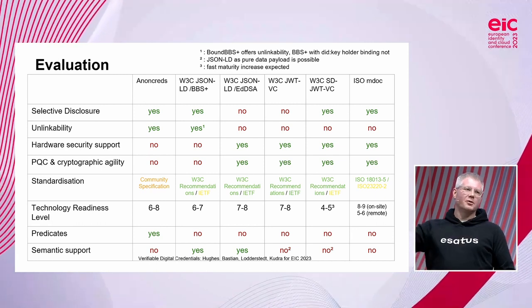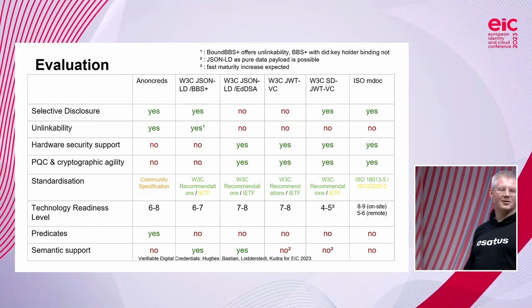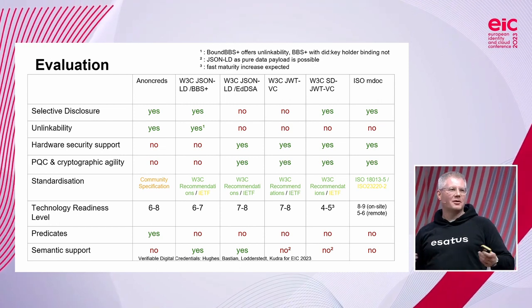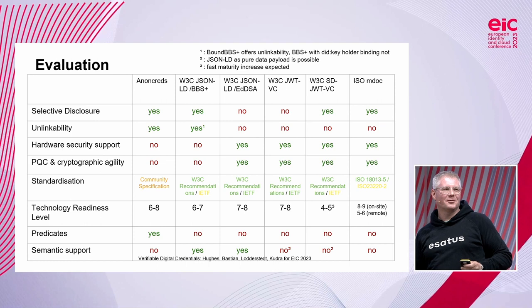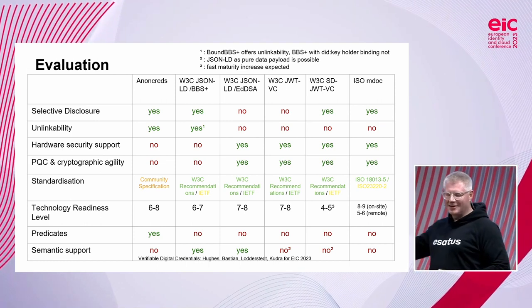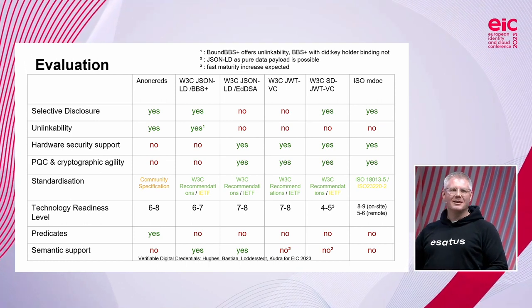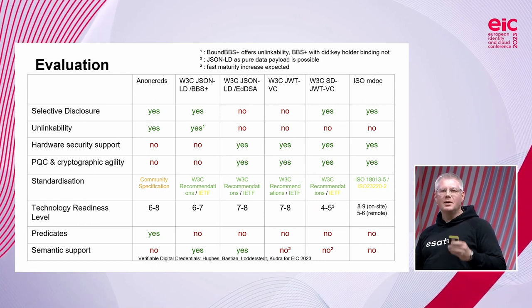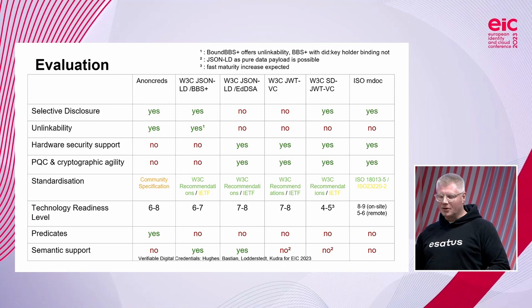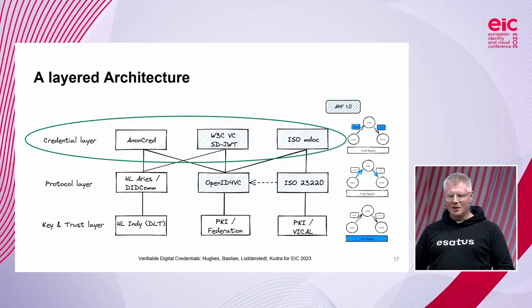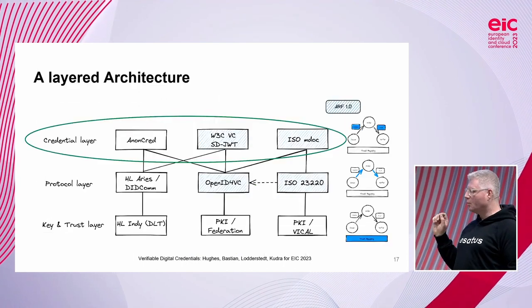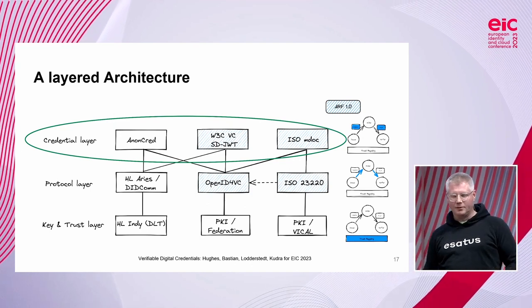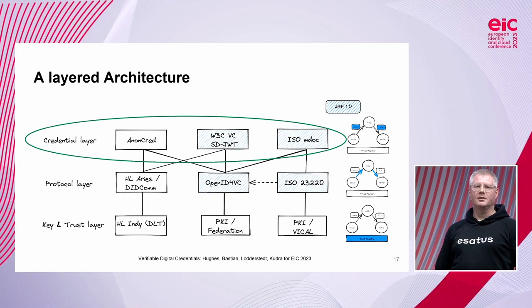probably some of you have your favorite on this list, or have had a favorite on this list. I was an advocate of one of them, so those of you who know me probably can guess. But with the work that we have done in the community, I think we have now derived a really cool setup for scale. And if we look at this layered architecture model, we have the credential layer, the protocol layer, and the key and trust layer. We'll look at the protocol layer in a second.